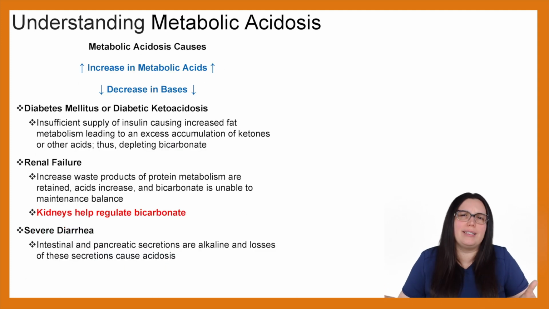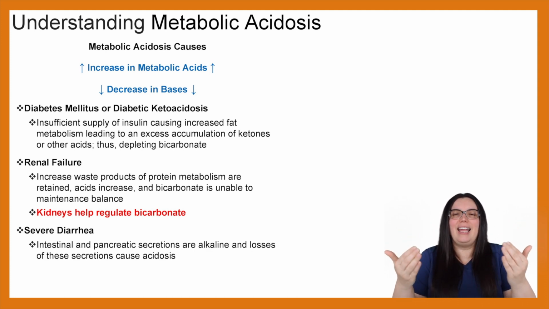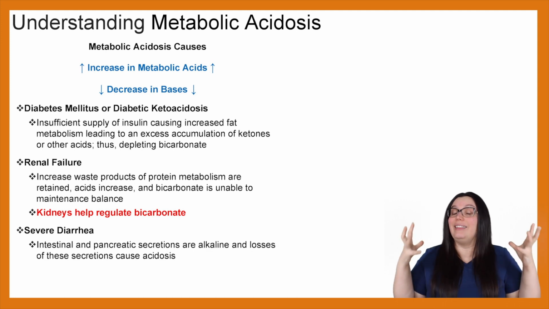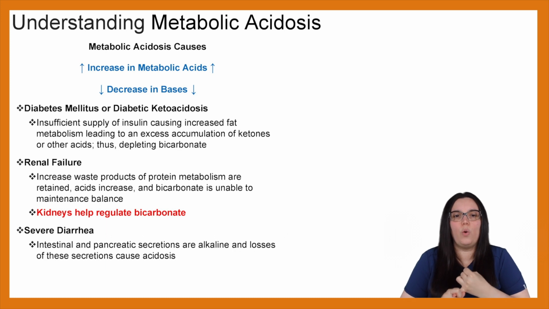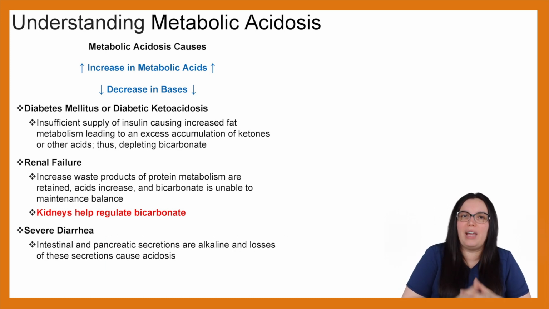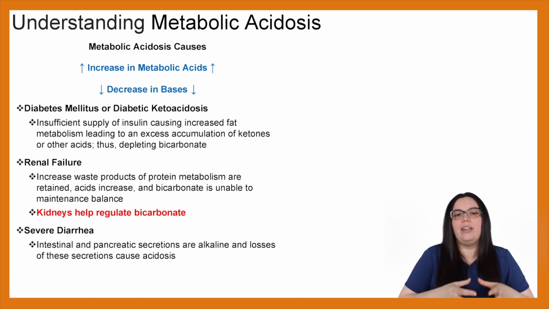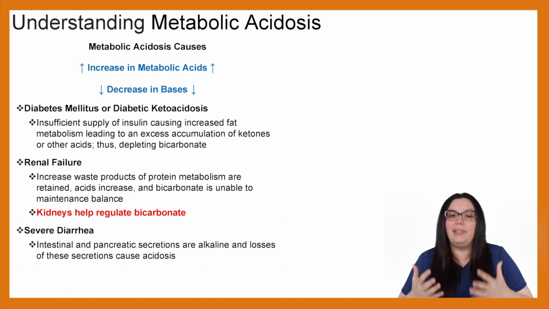So we have quite a few causes when it comes to metabolic acidosis. What we do know is that we have an increase in metabolic acids and a decrease in our bases, our HCO3, our bicarb. So why does that occur? Well, you're going to see it a lot. And the most common time you're going to see it is when it comes to our diabetic ketoacidosis patients because they have an insufficient supply of insulin, causing an increase in fat metabolism, leading to an excess accumulation of ketones or other acids, thus depleting our bicarb.